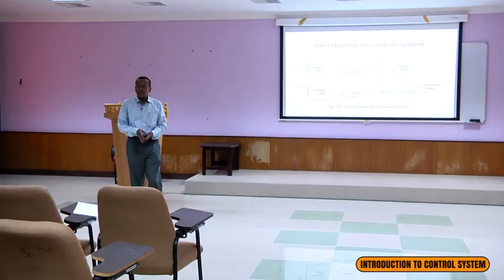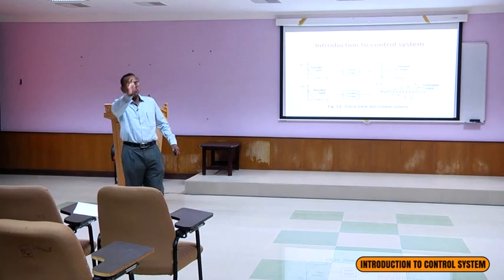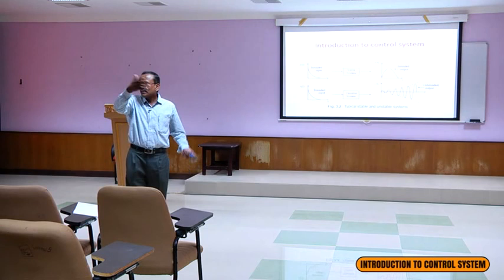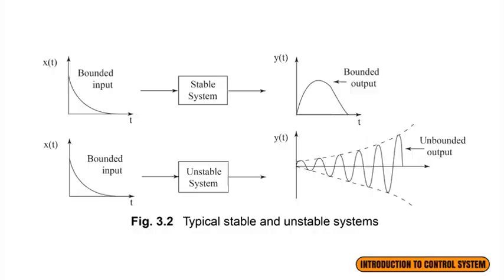For example, the cycle I am taking, I am giving push, I am pushing the cycle, but I cannot expect that always it will be vertical. Then it will fall after some time. That's why it is an unstable system. The input is bounded because I am giving a push, which means a constant energy is injected into the system. That's a bounded input. But the output is not bounded. That's why the system is unstable.